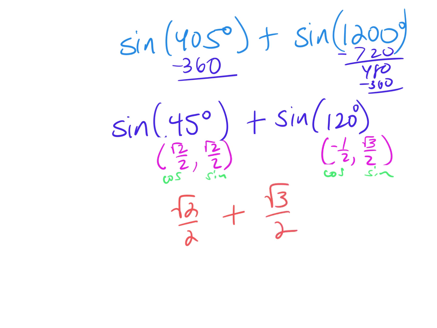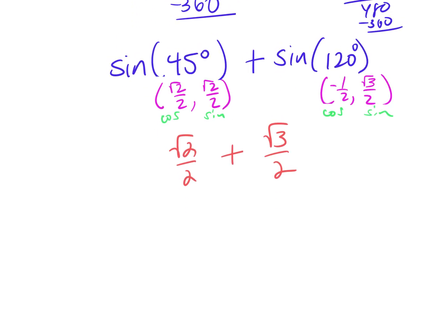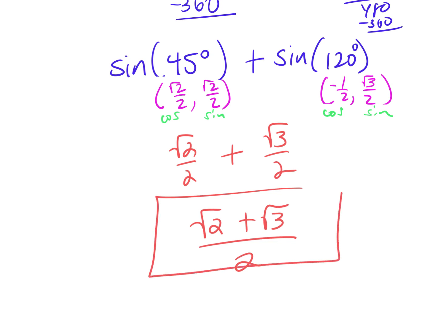Can I simplify this at all? Why? Common denominator. Guys, when you're adding and subtracting fractions, do we multiply the denominators? No, they stay the same. So this just becomes the square root of 2 plus the square root of 3 over 2. It does not become over 4. Does that make sense?